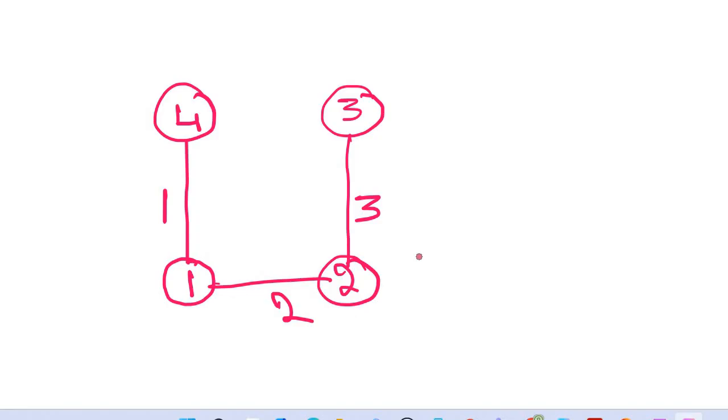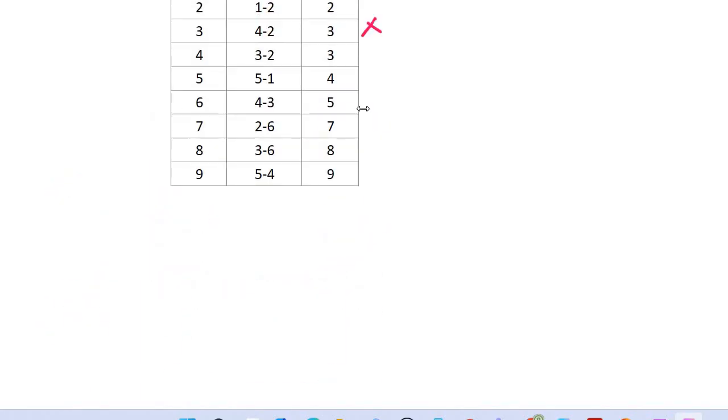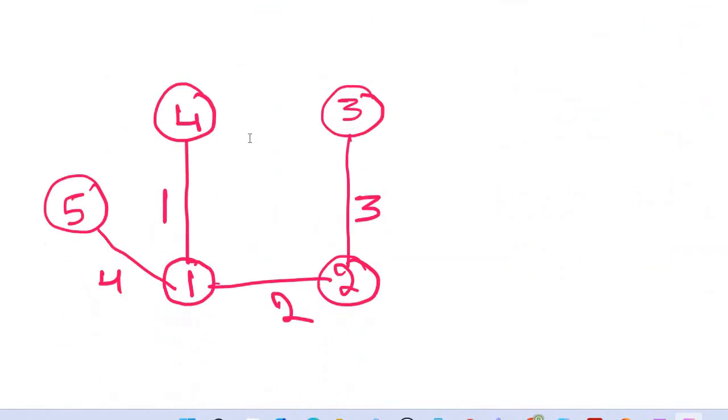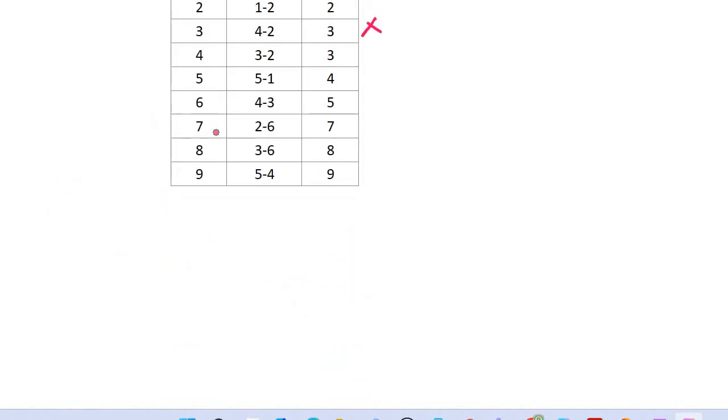So I am drawing 5 and 1. What is the cost here? 4. And go to the next one, 4 to 3. What is the weight associated with it? 5. So let us see whether it is forming a cycle or not. If I draw 5 to 3, it will form a cycle. So it should not be considered. I am eliminating 5 to 3.